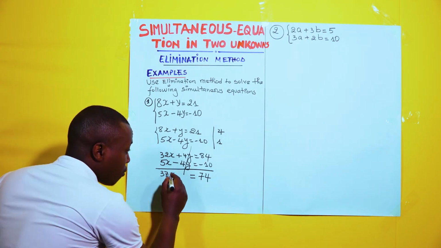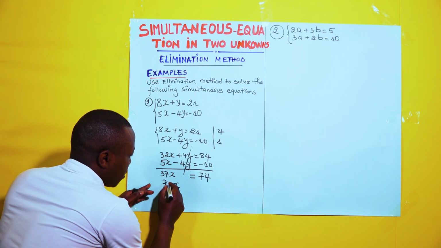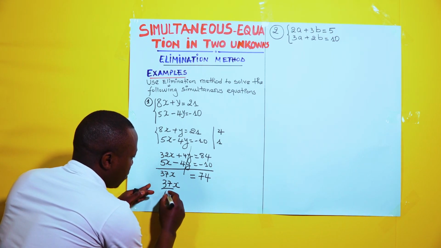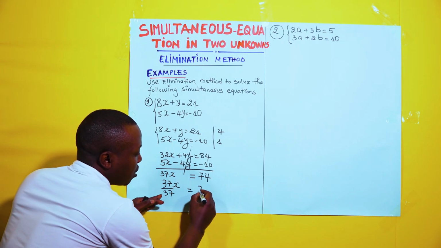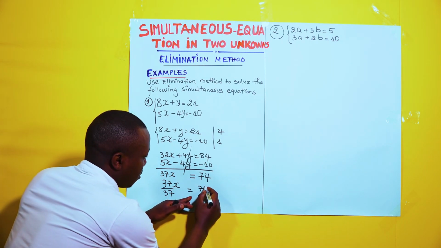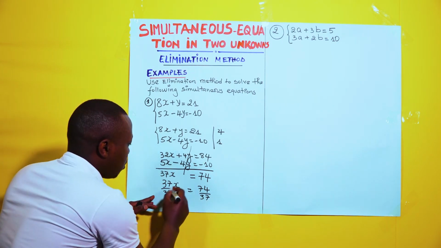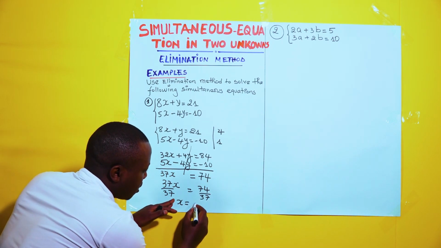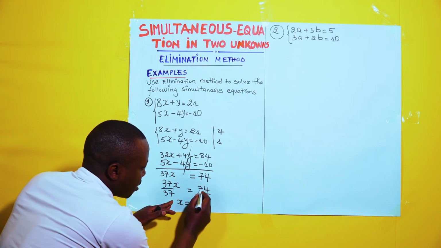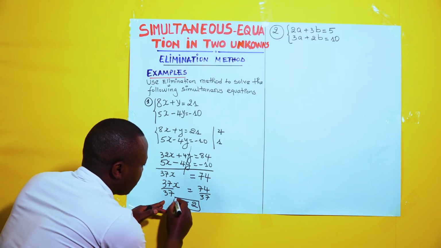So when you are going to look for x here, we shall divide by 37. When you divide by 37 here, also there we shall divide by 37, right? So this is x. x will be equal to how much, class? It is equal to 74 divided by 37, it is 2. So this is the value of x.